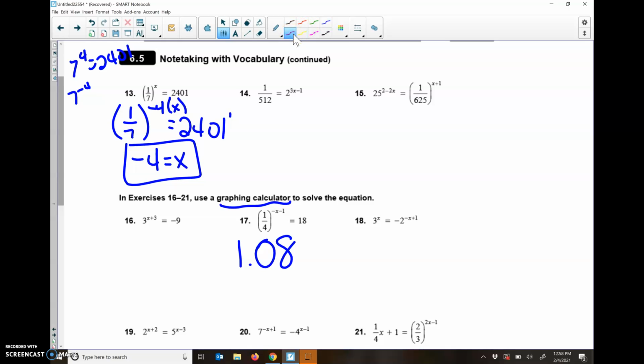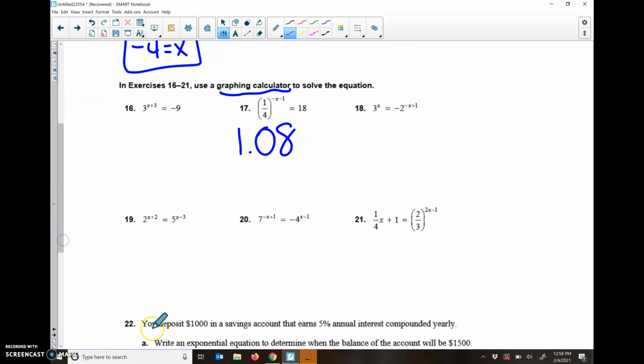Okay? Let's look at a couple other of these that we're going to put in the calculator. So I would only put them in the calculator if it says use the graphing calculator. Again, you could put them in for all of them, but it might even take you longer to put them in for those. Okay, let's look at 19 down here.